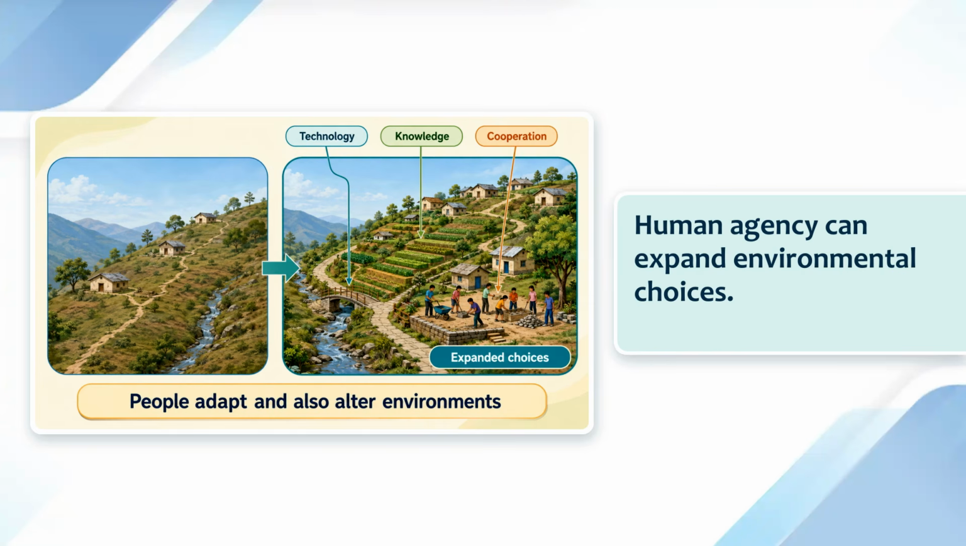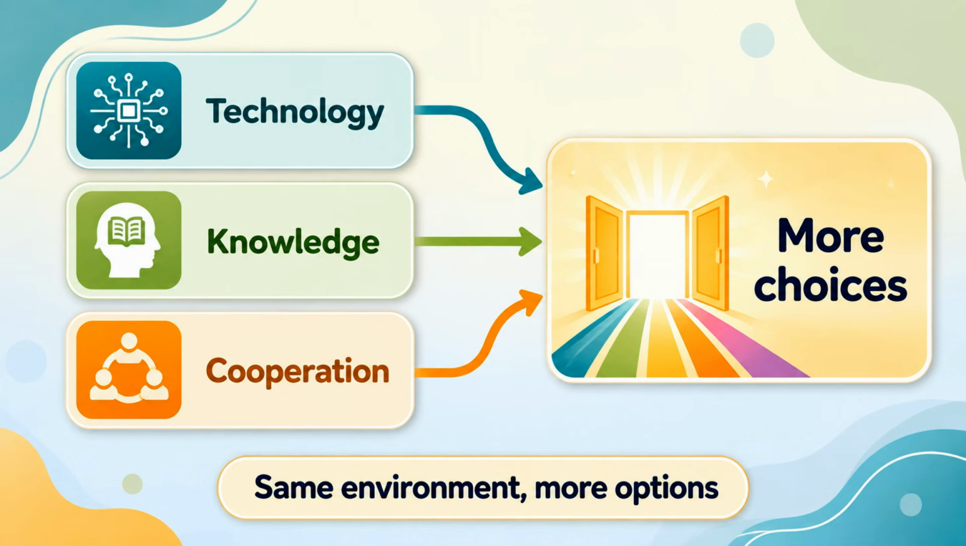Human agency can expand environmental choices. Technology, knowledge, and cooperation all contribute. Technology can change what is reachable, knowledge can change how people organize an activity, and cooperation can combine effort across a community. None of these removes the environment. The slope and surface are still present. Instead, human action changes the range of workable choices within that setting.